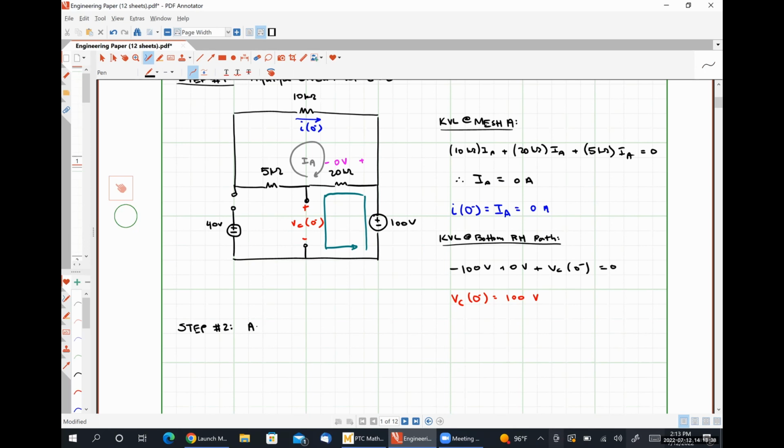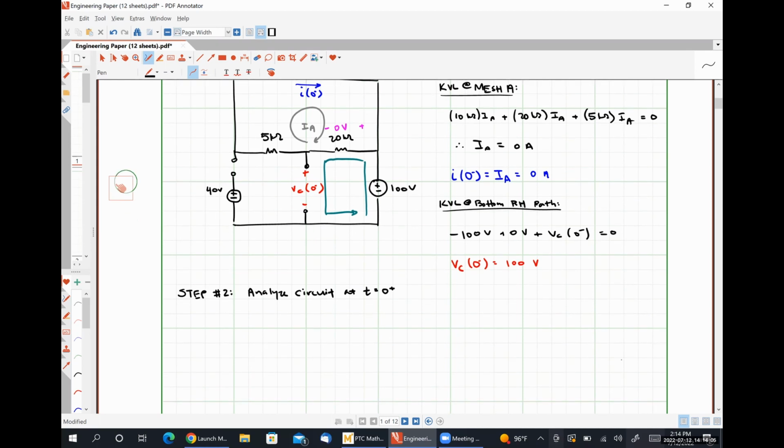This will be to analyze our circuit at t is equal to 0 plus. At t is equal to 0 plus, our switch is closed, which means the 40 volt source is now connected to the rest of the circuit, and our circuit is no longer at DC steady state. So we're going to have to replace our open circuit with something. Okay, so let's draw what we've got here.